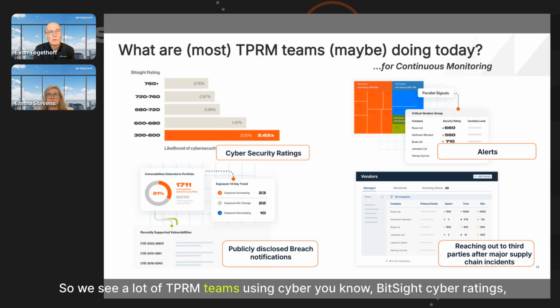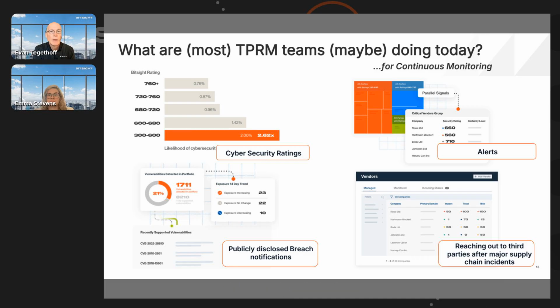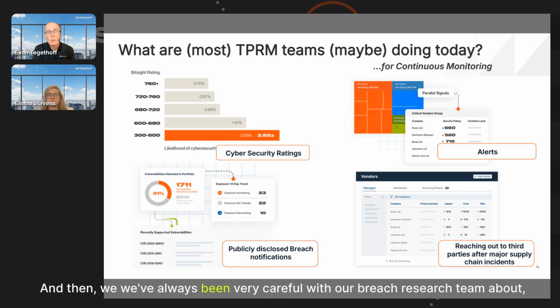So we see a lot of TPRM teams using Bitsight cyber ratings, setting those up for alerts. So you see a posture change in your third-party environment, get alerted. And then we've always been very careful with our breach research team about identifying publicly disclosed breach notifications using Freedom of Information Act requests, as well as other sources of validation.